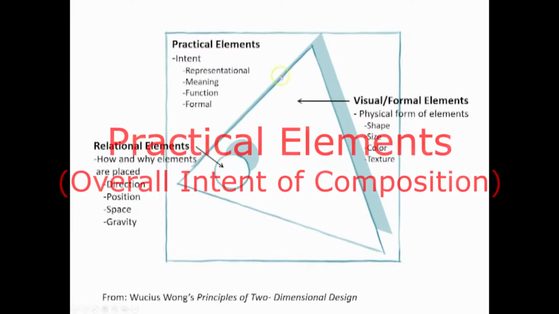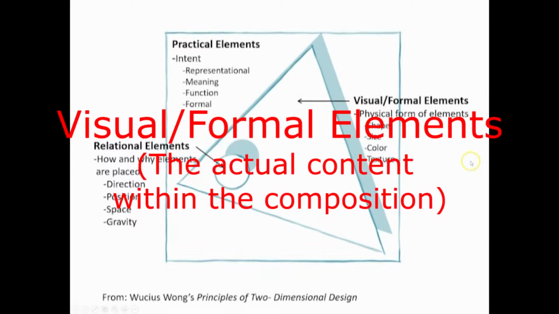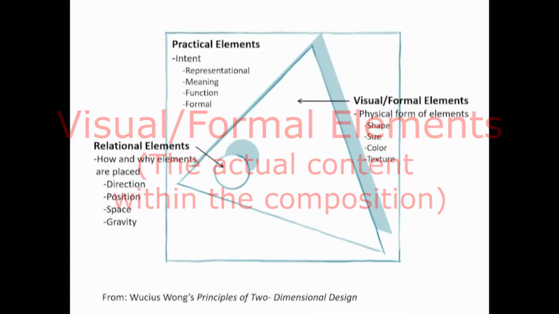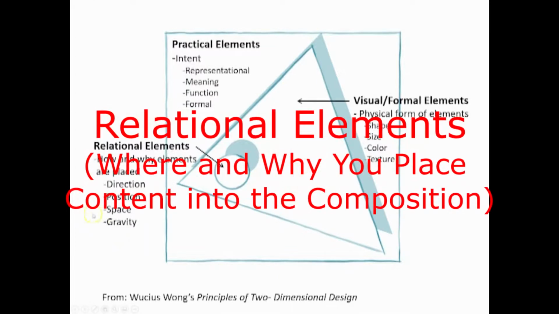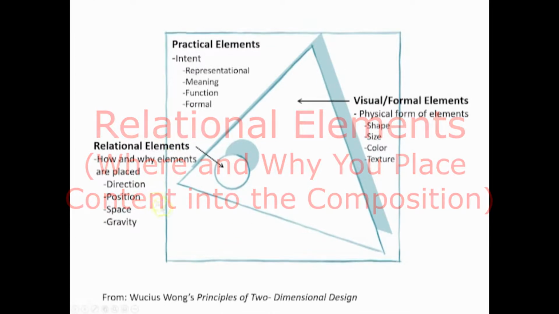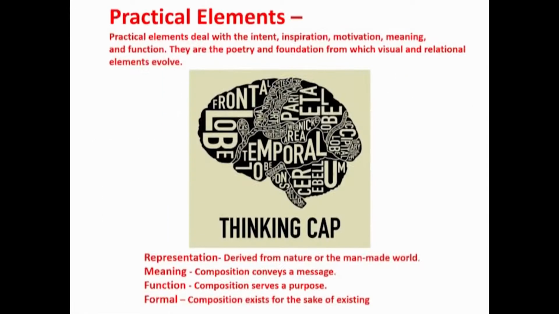The practical elements, that's the overall intent of the drawing or the painting or whatever it is you're making as a piece of art. The big idea sort of thing. The visual and formal elements, now these are the things within that composition, the objects, the source material, whatever it is you're drawing or painting, that then tell the story. And then the relational elements are where and why you place them within there, in terms of direction, position, space, or gravity.